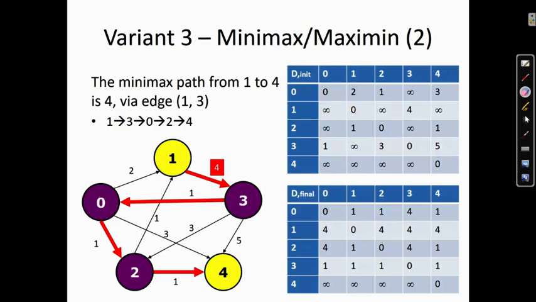So let's look at the minimax path from 1 to 4. What's the minimax path? You just eyeball this. You see that it's 1 to 3 to 0 to 1 to 2 to 4, with 4 being the maximum edge along this path. So is this the smallest maximum edge along any path? Is this the smallest?